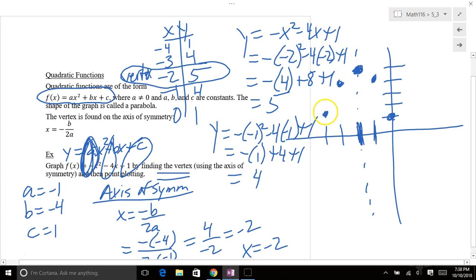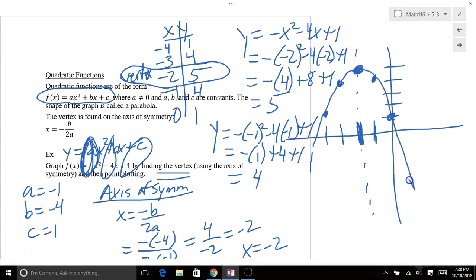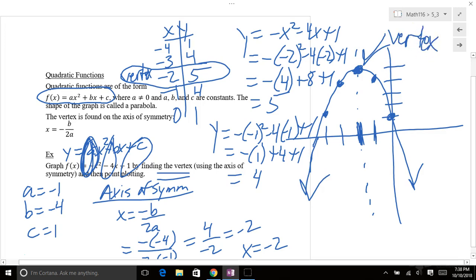And then you draw this. Remember, this is a parabola. So it's got that U shape, except in this case it's flipped over because your a is negative 1. And here, again, that's your vertex right there, at negative 2, 5.